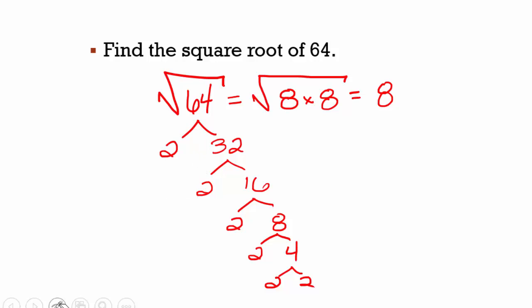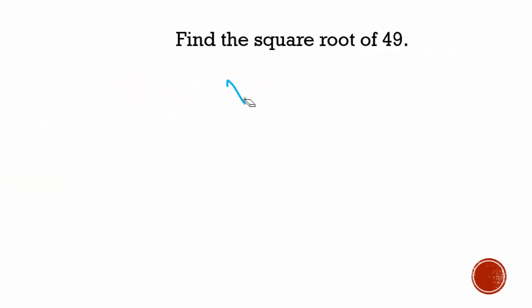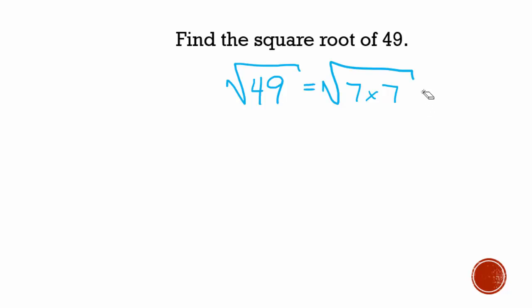So if we were to put all this back together, we could see that 2 times 2 times 2 times 2 times 2 times 2 is 64, and you have 2 times 2 times 2, which is 8, and then 2 times 2 times 2, which is 8. So therefore, 8 times 8 is 64. That same process we could use to find the square root of 49. You may automatically look at this and recognize that 7 times 7 is 49. So therefore, the square root of 49 is 7.